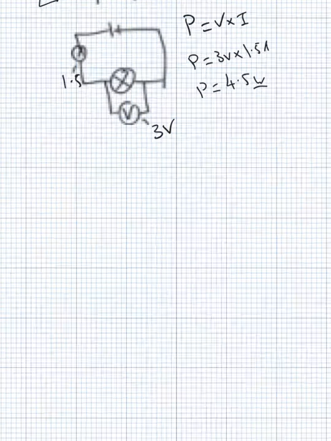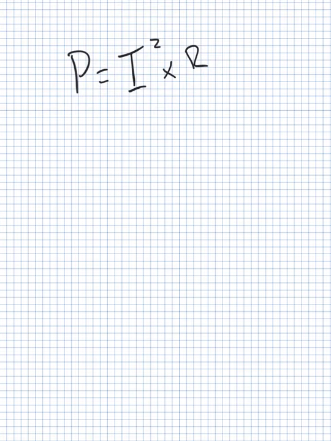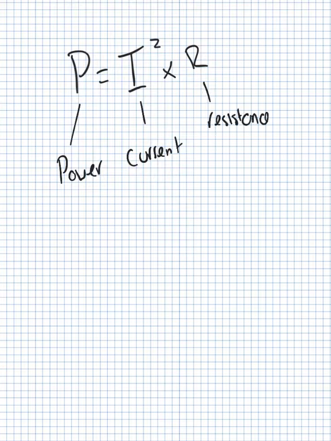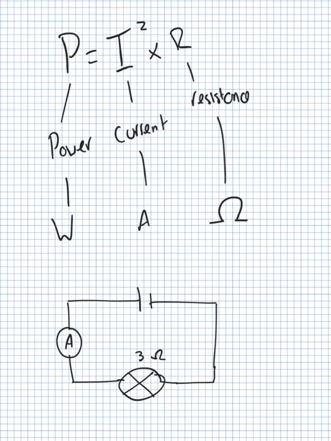The next equation's a little bit trickier, but not really that tricky, and that is P, power, equals current squared times resistance. So in this video we're looking for power, current, and resistance. So if you have a question where these are involved, power in watts, current in amps, or resistance in ohms.